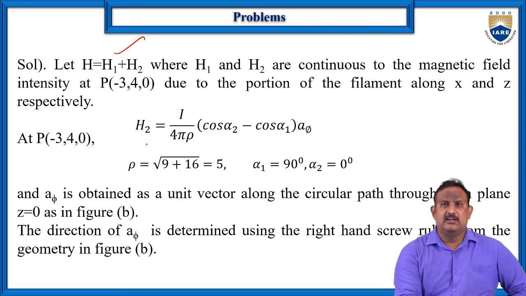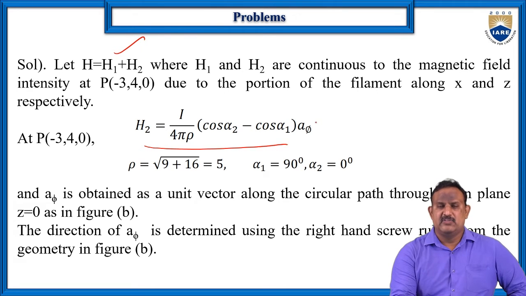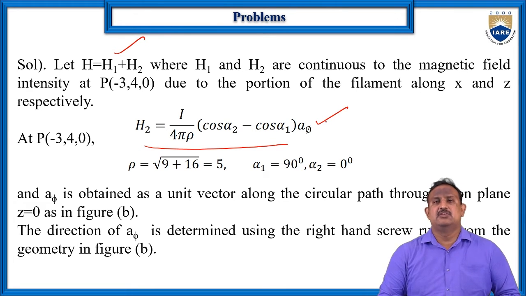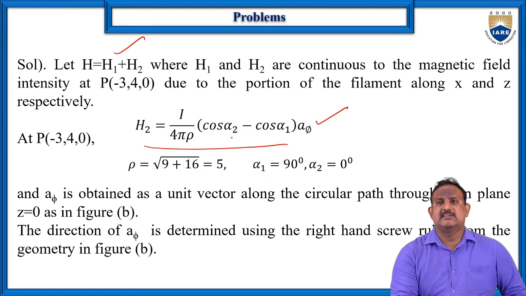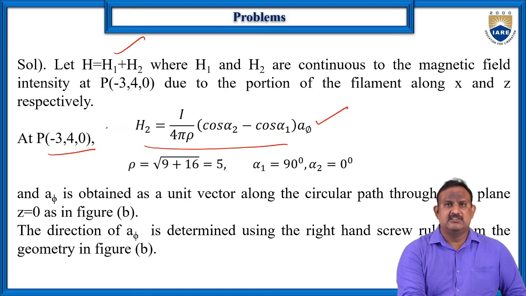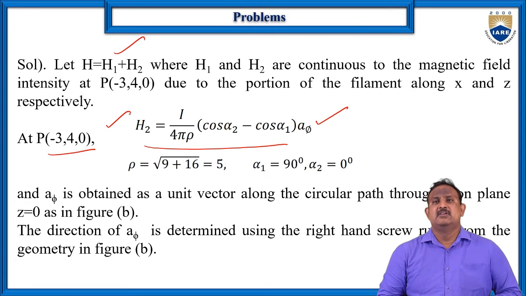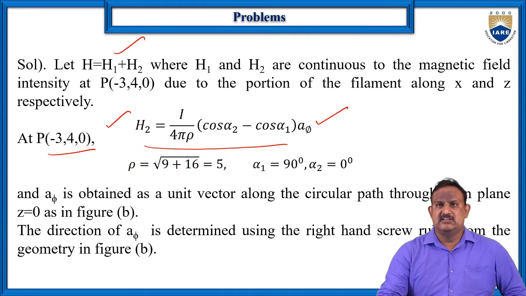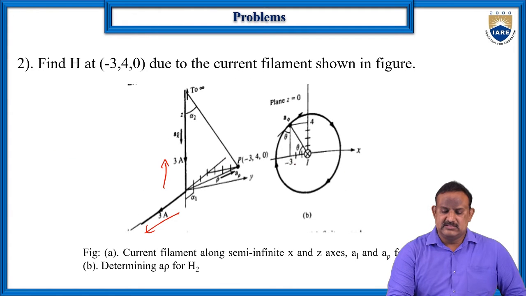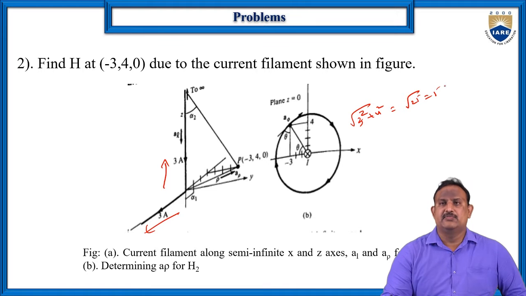We know that using Biot-Savart's law, the magnetic field intensity H2 is equal to I by 4 pi rho into cos alpha 2 minus cos alpha 1 into a-phi, and the point P is given as (-3, 4, 0). If you find the distances from the figure, it is 3 and 4. The root of 3 squared plus 4 squared is the root of 25, which is 5.